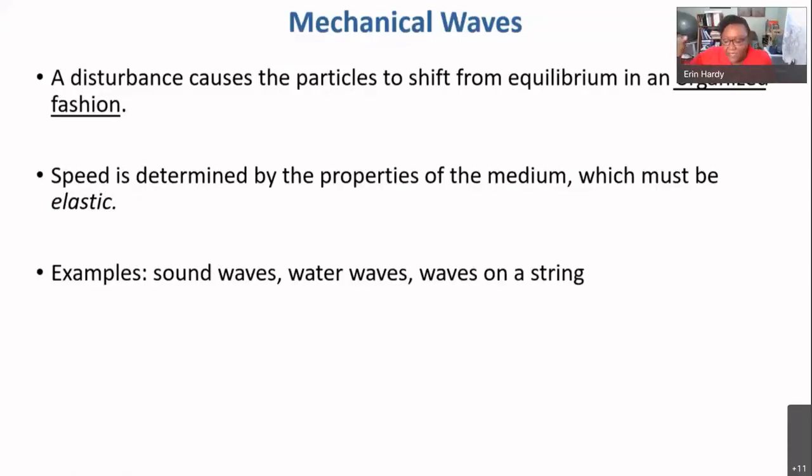Maybe counterintuitively, the speed at which you move your hand up and down doesn't dictate how quickly the wave itself propagates away from you. The speed at which the wave propagates away from you depends on the properties of the medium. And there has to be some sort of elasticity to the medium. Elasticity is something that we talked about in semester 1 when we were encountering potential energy, elastic potential energy in particular.